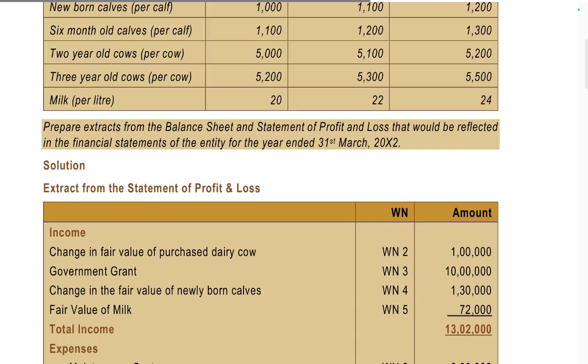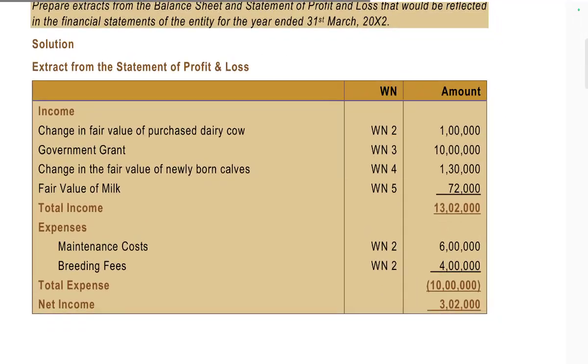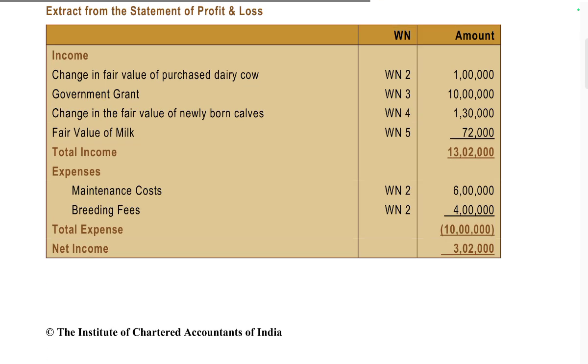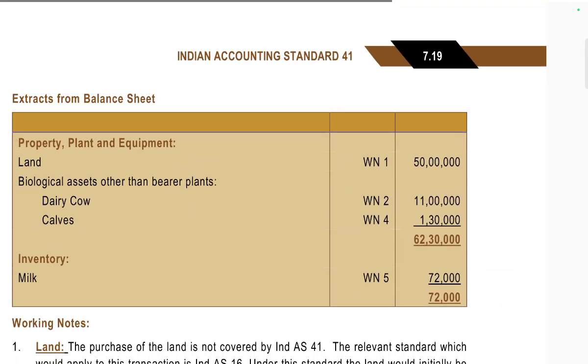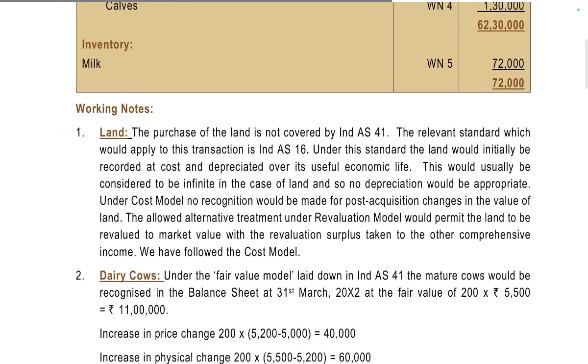Prepare the extract of the balance sheet as at 31st March, reflecting the financial statement income: purchase of cows, changes in the value of the purchase, the government grant, change in the fair value of the newborn calves, fair value of milk, expenses, maintenance cost, and breeding cost. Extract of the balance sheet: land, and biological assets: dairy cows, calves and milk.